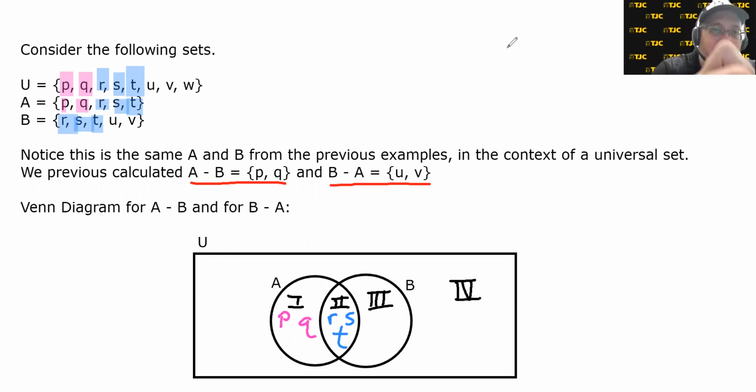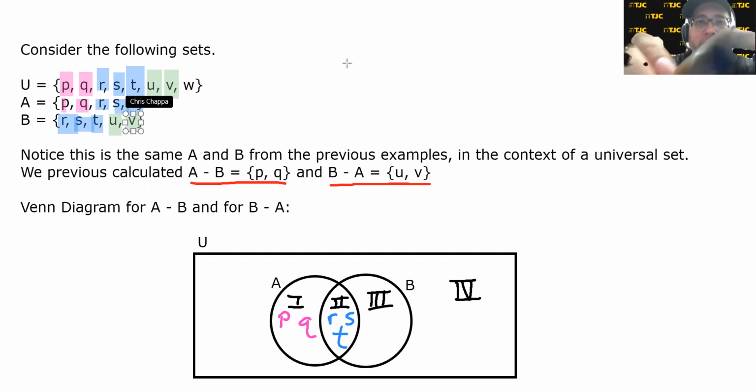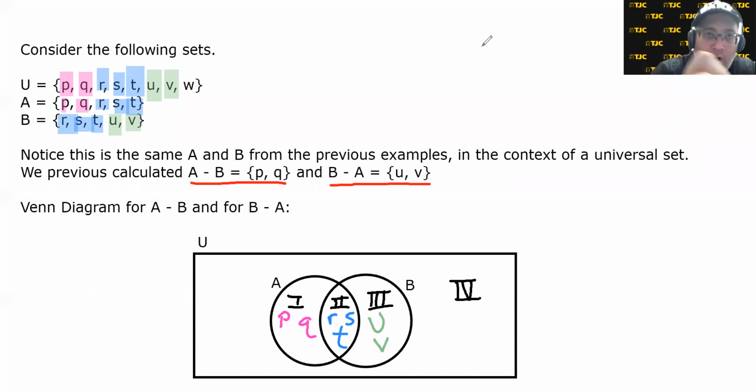What about U and V? U and V, of course, being in the universe, also belong to set B but not set A. And if you belong to set B but not set A, which region do you go in? You go in region 3. U, V. That leaves us one element of the universe that belongs to neither circle. So that W goes out in region 4.